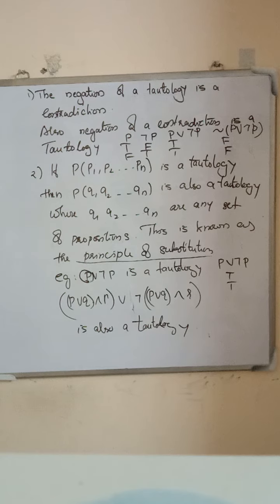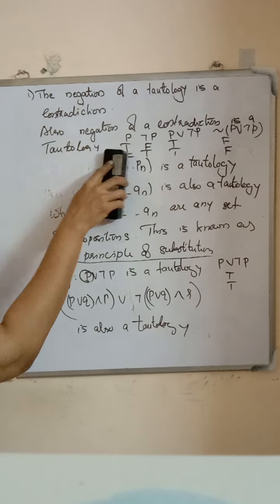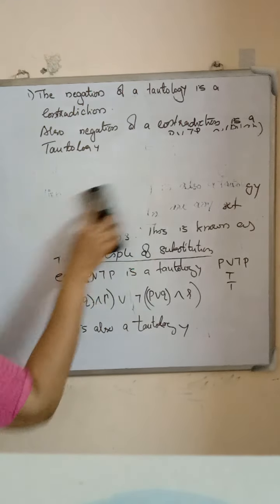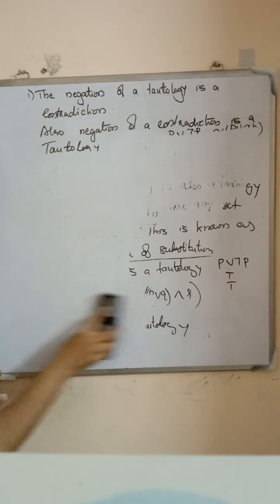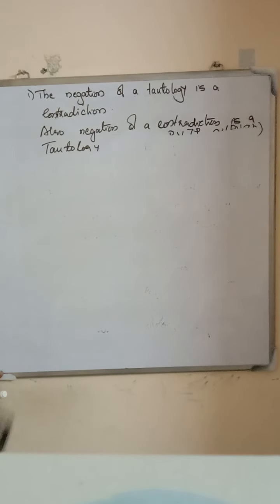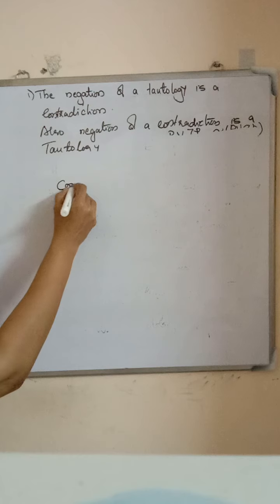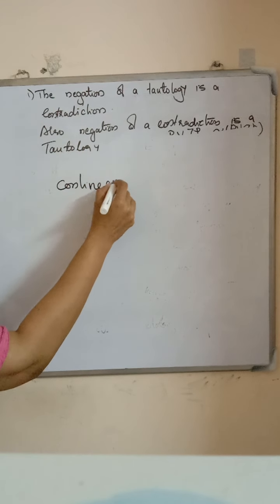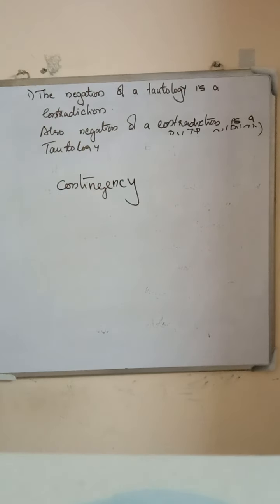Today we discussed tautology and contradiction. All statements are not tautology, not contradiction. One other case arises: a statement or compound proposition which is neither a tautology nor a contradiction is known as a contingency. A statement which is not a tautology, not a contradiction, is called a contingency.